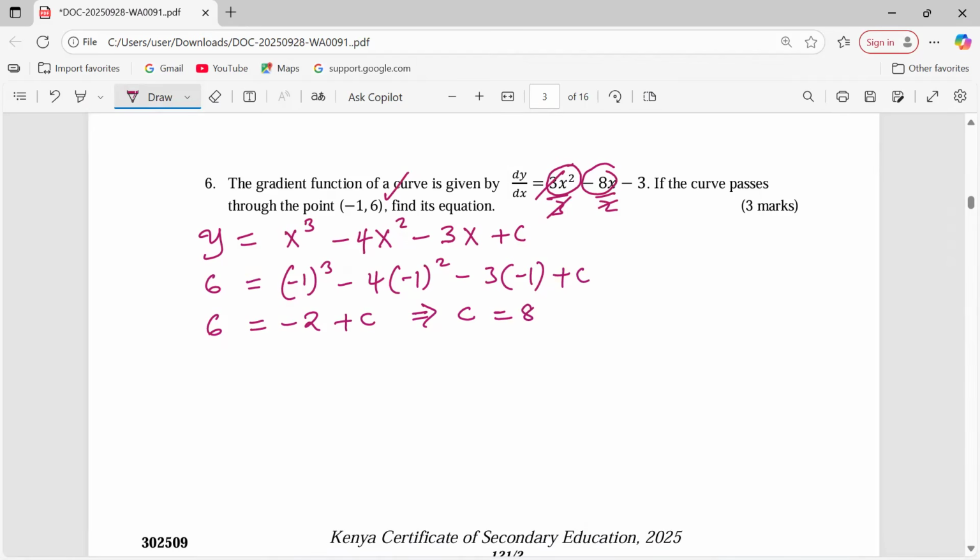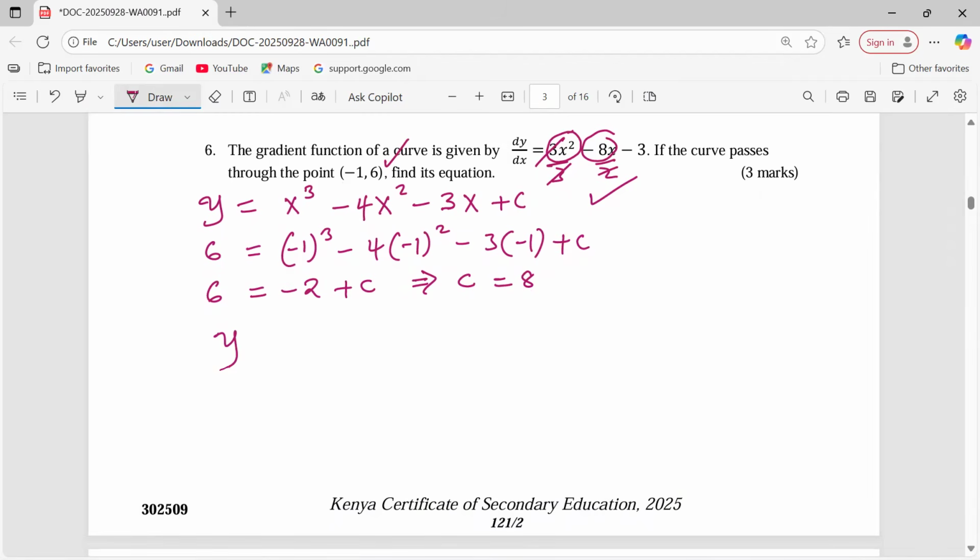With that, now we can write, this was a general equation. Now we can make it specific because we know the constant. Plus 8. A very good question. Very good indeed.